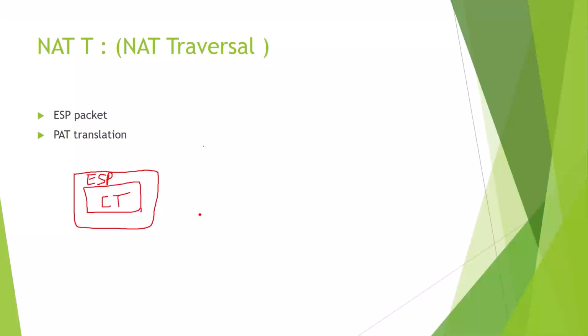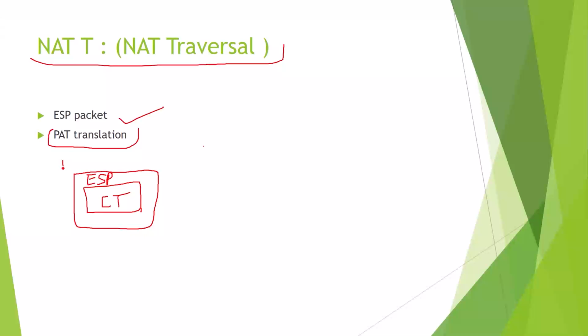Now the problem is this ESP doesn't have a port number. The ESP packet is formed, but it needs to go through PAT, port address translation. But in order to go through PAT, it needs to have a port number. But ESP doesn't have a port number. Now what to do? In that case, NAT traversal comes to our rescue. It saves us.